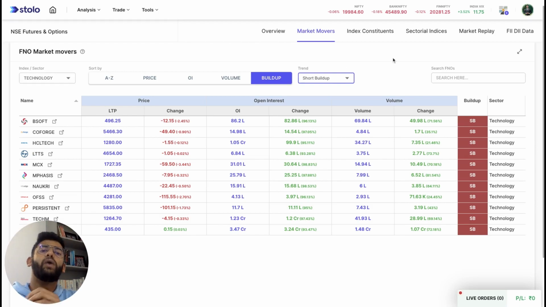Once you have come to this, you know exactly, based on OI, which are the most active equities, and which are the top gainers and top losers, and you would keep track of those specific stocks to trade.